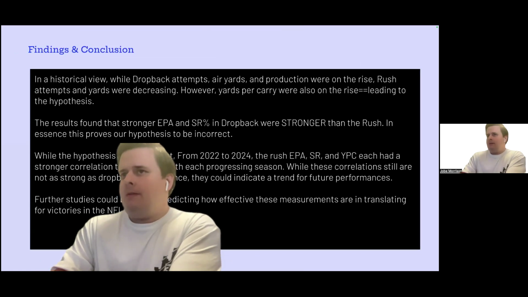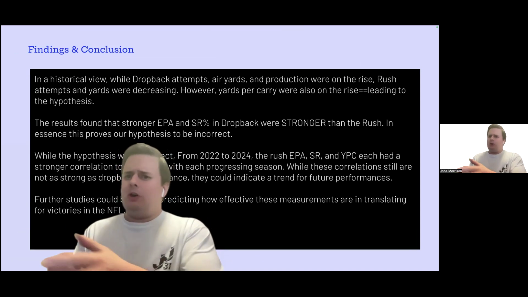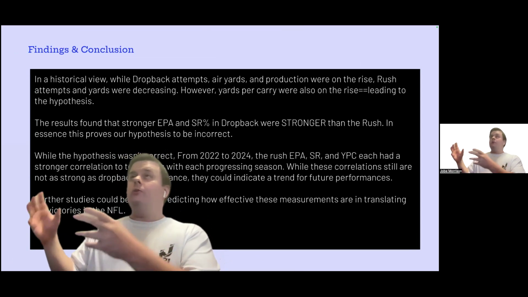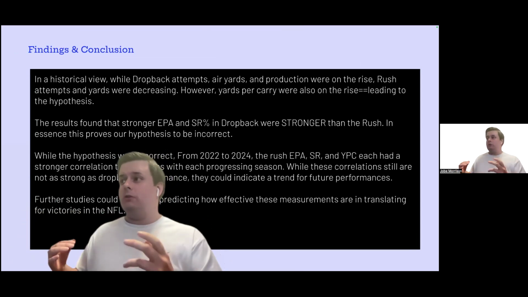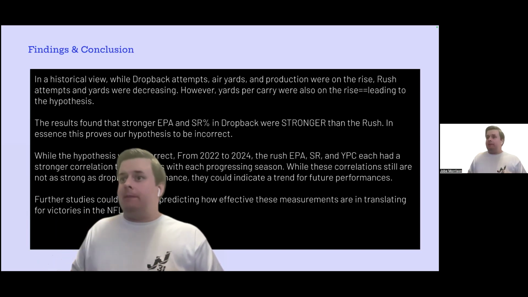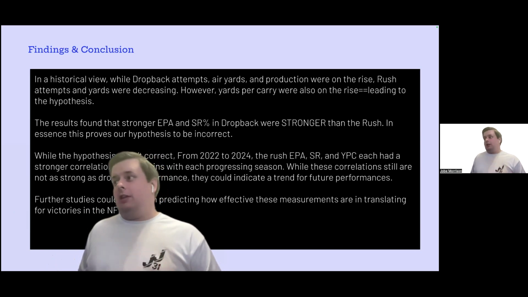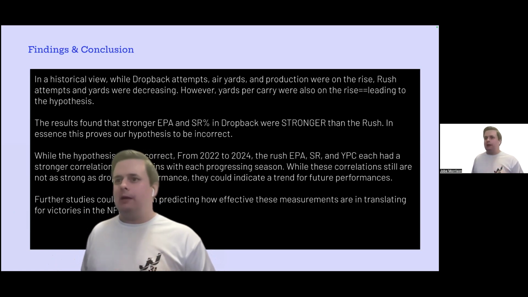Now, with that being said, in a historical view, like we mentioned with what led to the hypothesis, we saw the passing production on the rise, and while the rushing production, some of the metrics were on the decrease, yards per carry were still steadily increasing. But the results of this were very clear that EPA and success rates in drop back were stronger in correlation than in the rush. In essence, this proves our hypothesis was not correct.